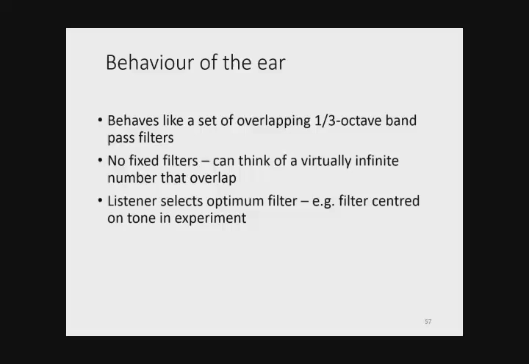Yes? Stay with me for another two slides, because we will talk about that. What you're talking about is off-frequency masking. She's asking what happens if you have a high-frequency tone, 8,000 hertz, and you have a low-frequency mask at 500 hertz. They do interact, but I need to tell you exactly why or how.